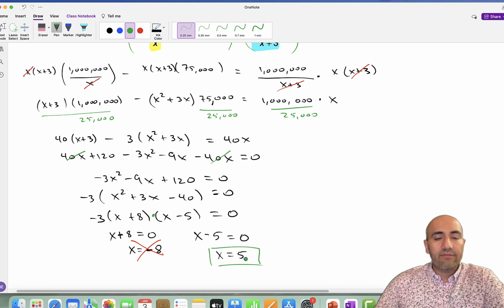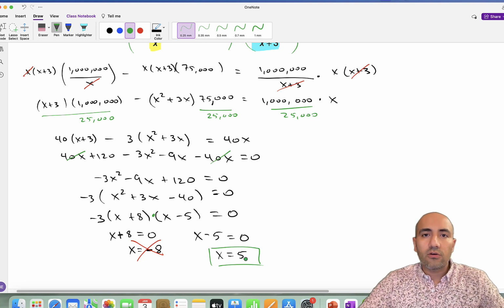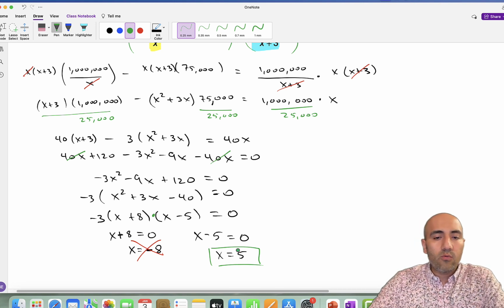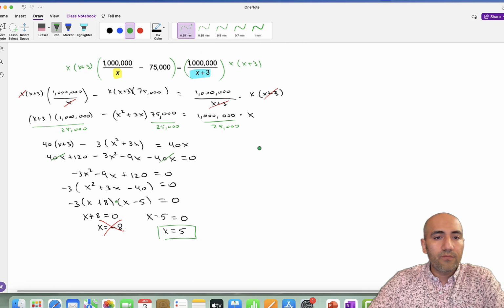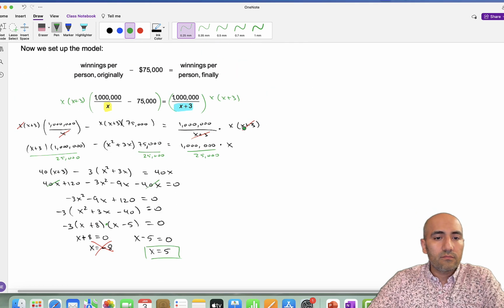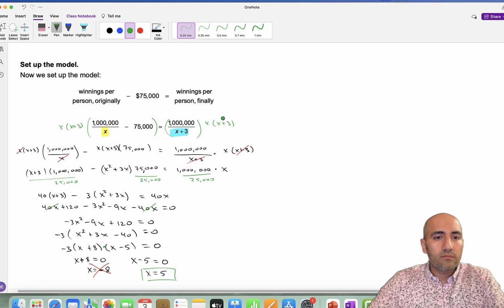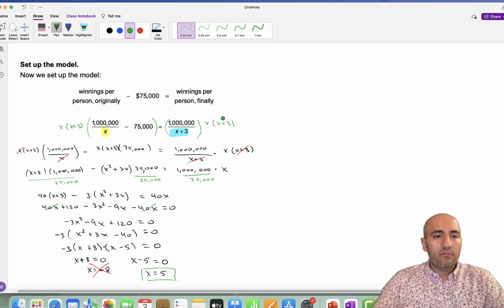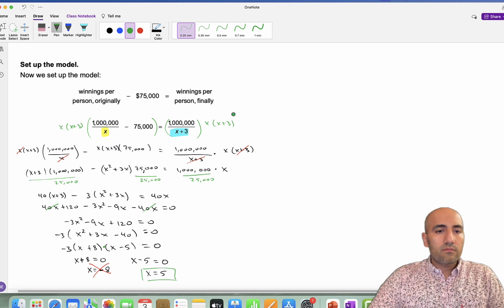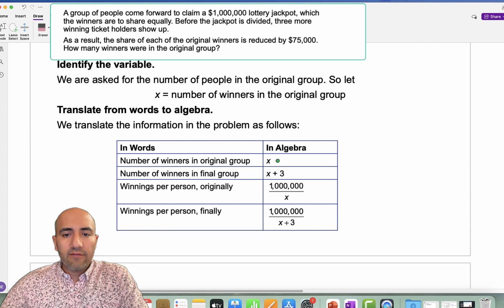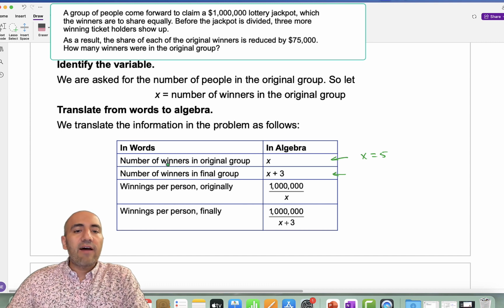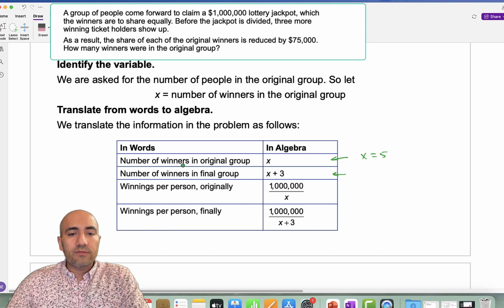x equals 5. So let's double check it and make sure that it all works out the way we want it to in accordance to this word problem. Okay, so after all that work, we saw that x was equal to 5, which means that there were 5 people in the original group of winners.